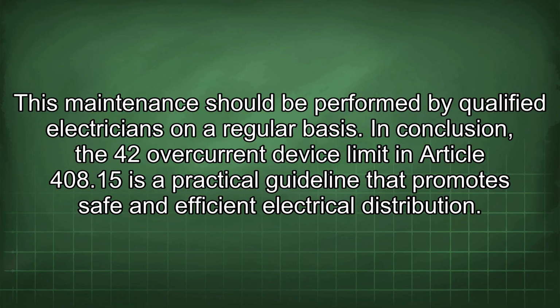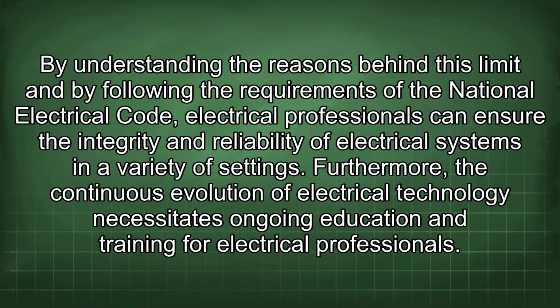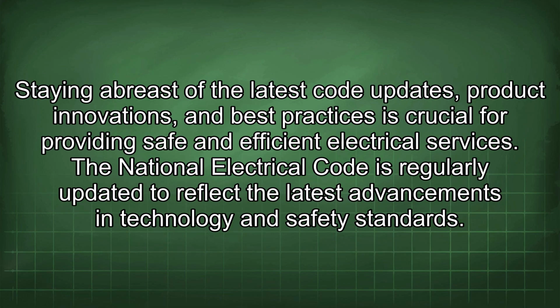In conclusion, the 42 overcurrent device limit in Article 408.15 is a practical guideline that promotes safe and efficient electrical distribution. By understanding the reasons behind this limit and by following the requirements of the National Electrical Code, electrical professionals can ensure the integrity and reliability of electrical systems in a variety of settings. Furthermore, the continuous evolution of electrical technology necessitates ongoing education and training for electrical professionals. Staying abreast of the latest code updates, product innovations, and best practices is crucial for providing safer and efficient electrical services.